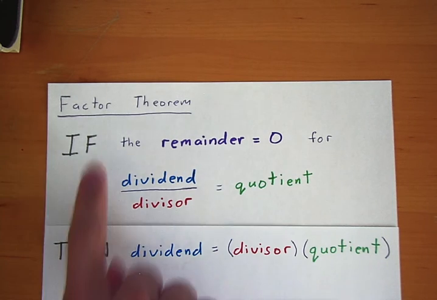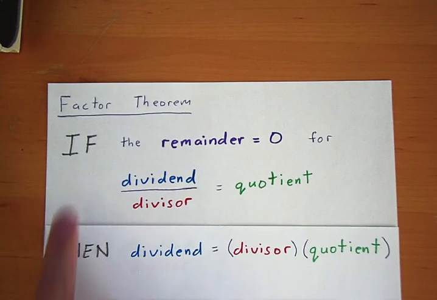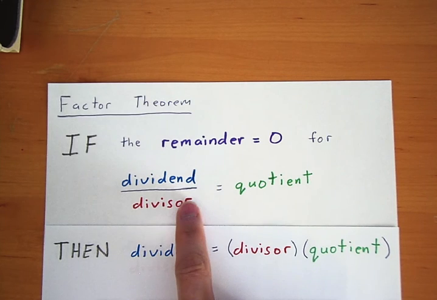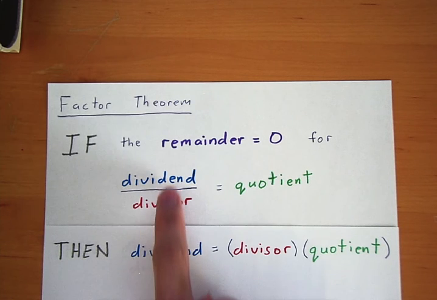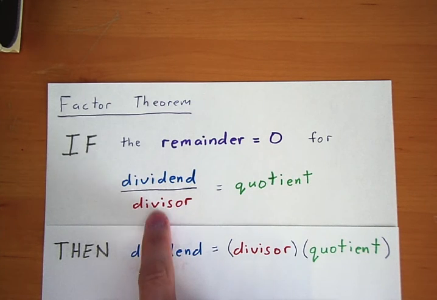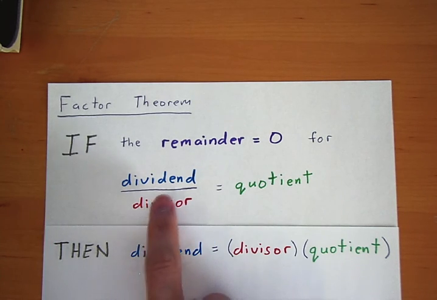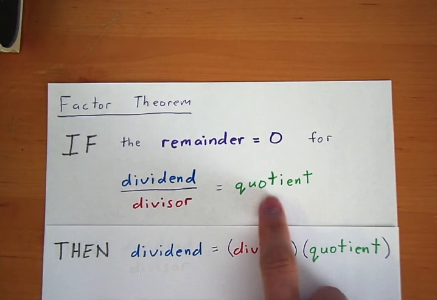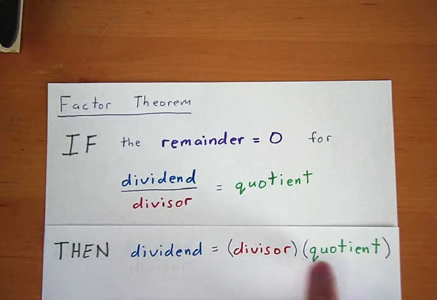The topic for today's video is the factor theorem. Here is the factor theorem written out. It says if the remainder is equal to 0 for this divided by this equaling that, then your top one is equal to your bottom one times this one. Putting the correct vocab to this, if the remainder is equal to 0 for your dividend divided by your divisor equaling your quotient, then your dividend is equal to your divisor times your quotient.